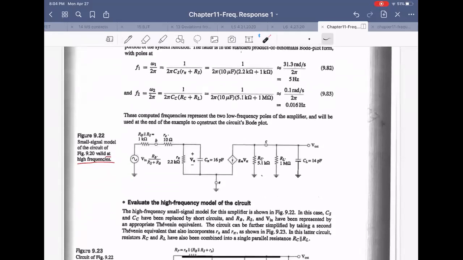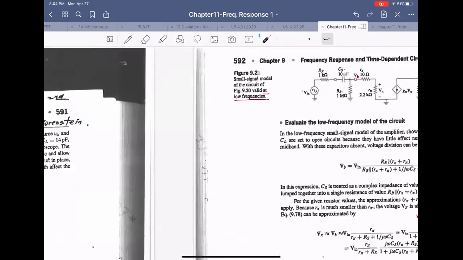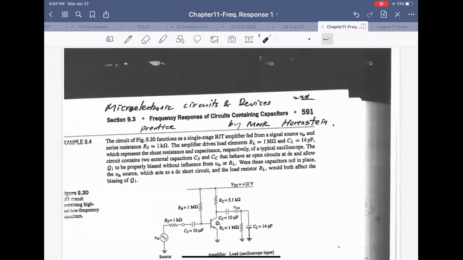In the high frequency case, we have to put a device capacitance like C pi. C pi is between base and emitter. We got the C pi value, 16 picofarad. At high frequency, this is kind of short, right? So you can ignore that. At high frequency, this is ignored, short.